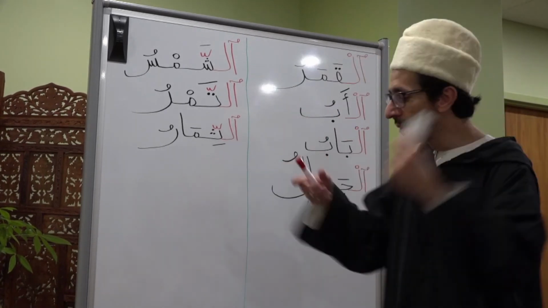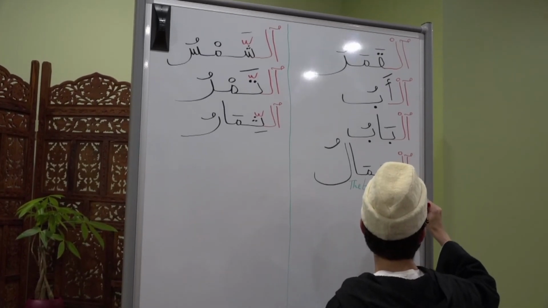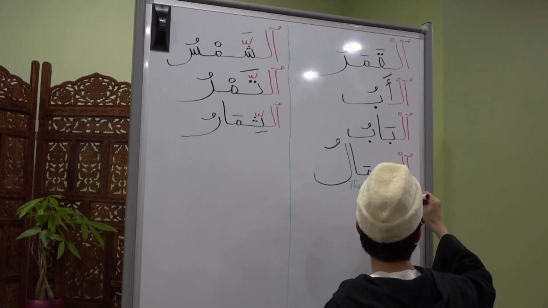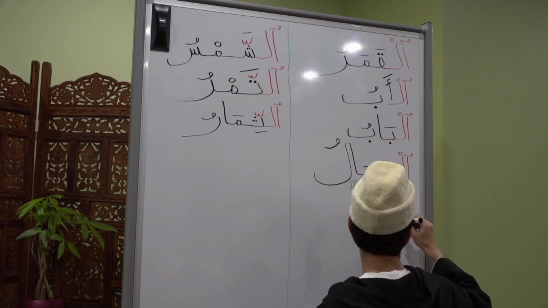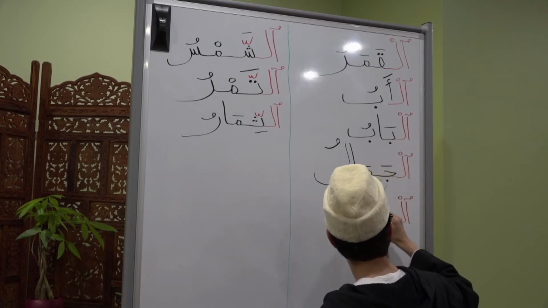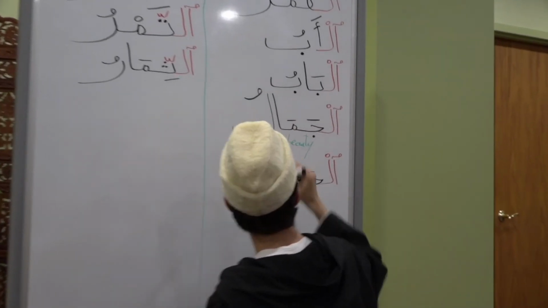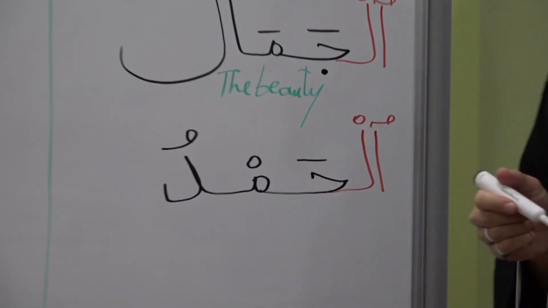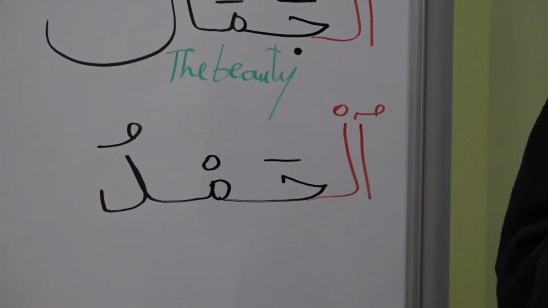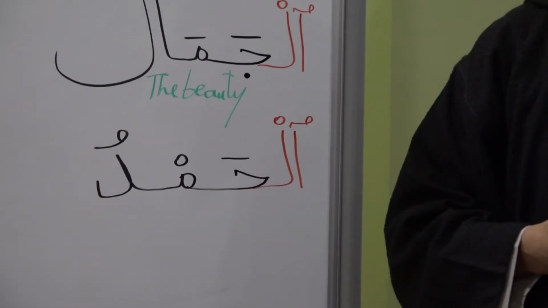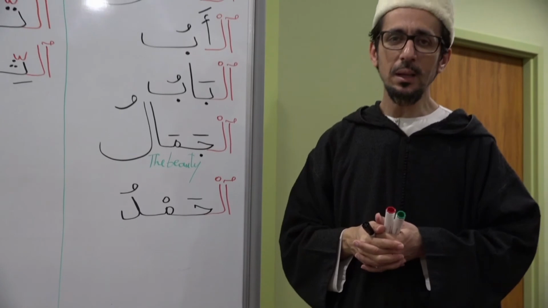Alhamdu. Alhamdulillahi Rabbil Alameen. Alhamdu. What's the meaning of hamdu? You know it, all praise be to the praise. Alhamdu is the praise. You can keep that meaning.